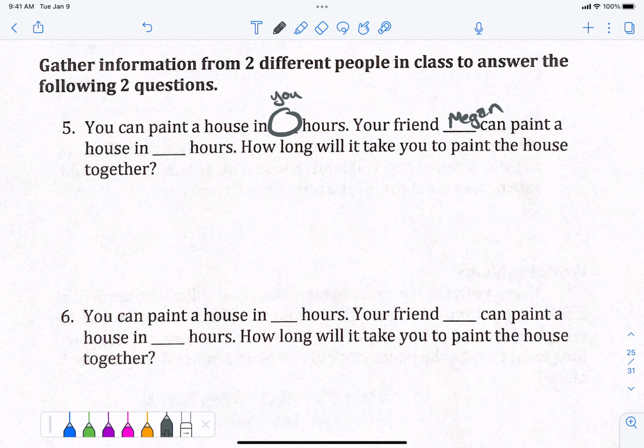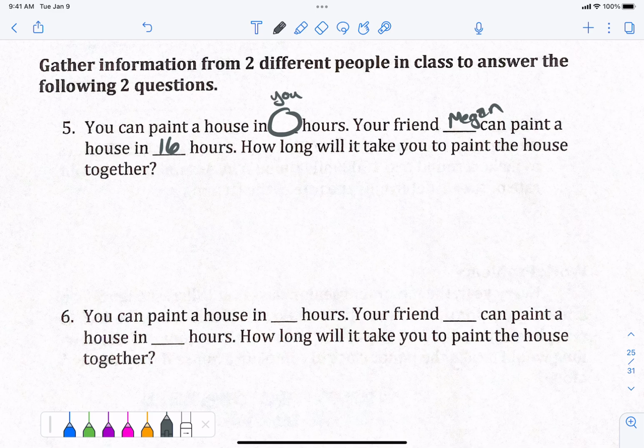How many hours does it take Megan to paint a house? 16? It's okay. So I picked Megan. Don't pick Megan. Pick somebody else, like somebody sitting at your table. Gordy, or Brian. You can pick Megan, right? Megan, you'll have to pick Brian, right?